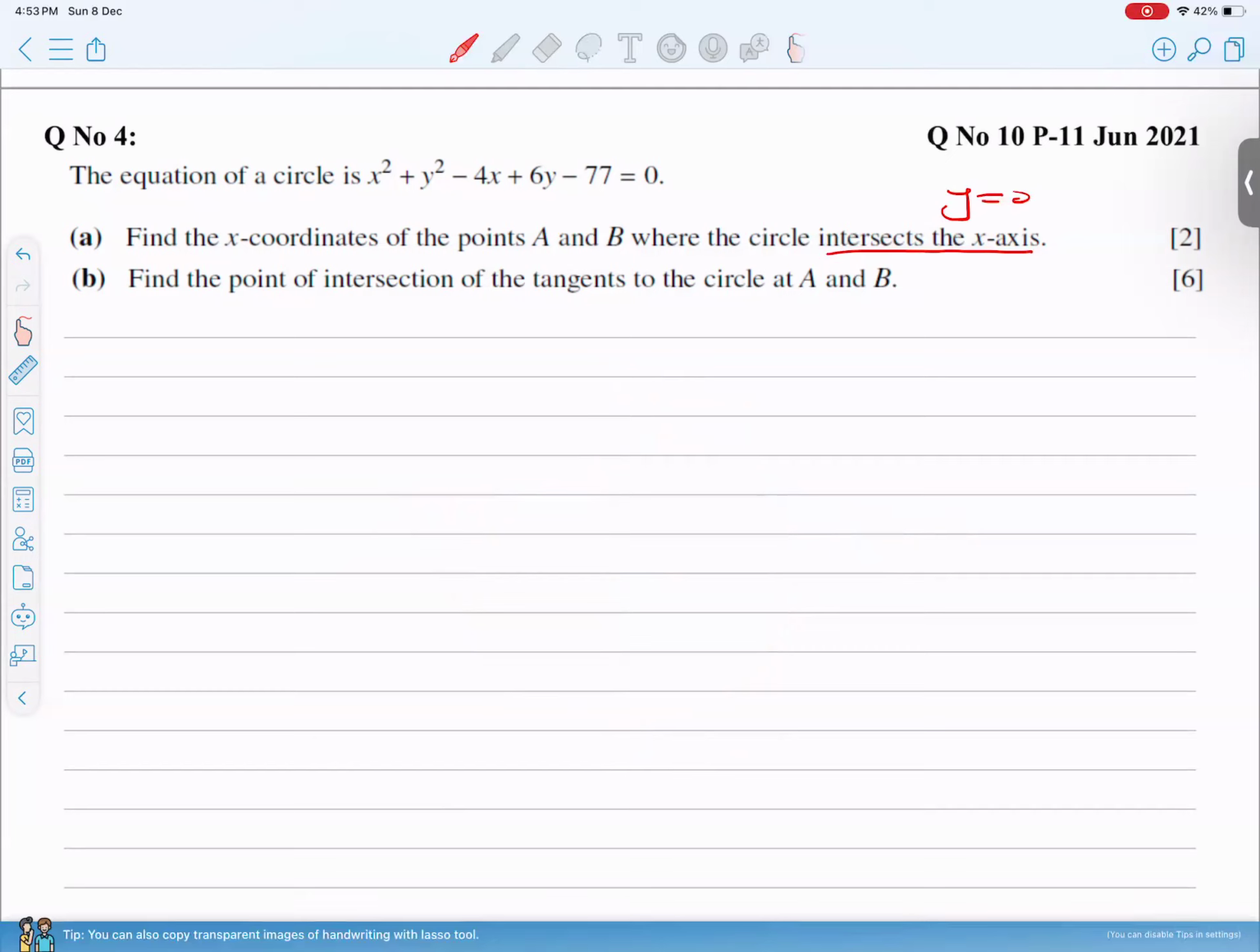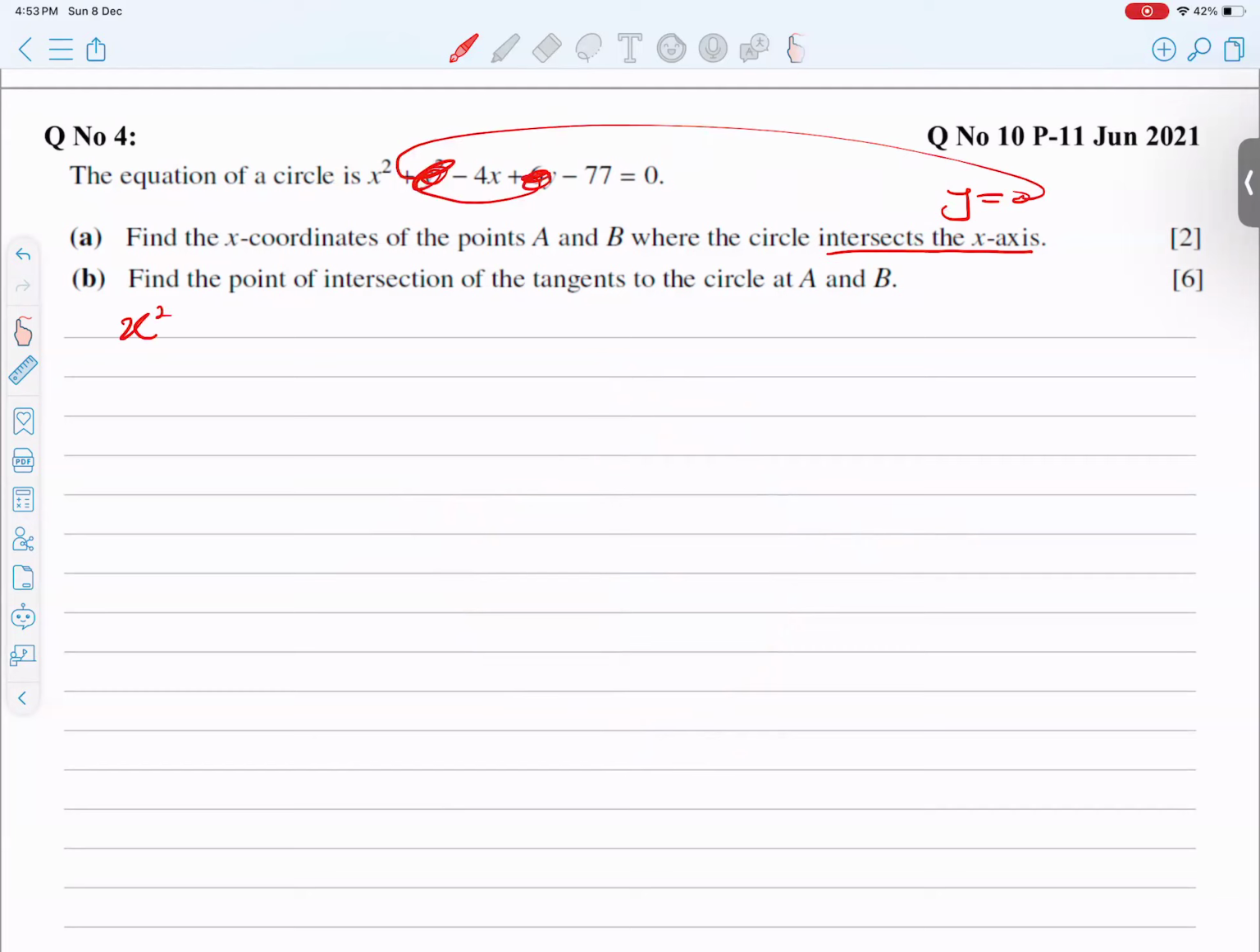So now I will plug in y equals 0 in the whole equation. When I plug in y equals 0, naturally this goes and this goes, because 0 into 6 is 0. And what I get ultimately is x squared minus 4x minus 77 equals 0. 11 sevens are 77, and if I subtract them, I get minus 4.